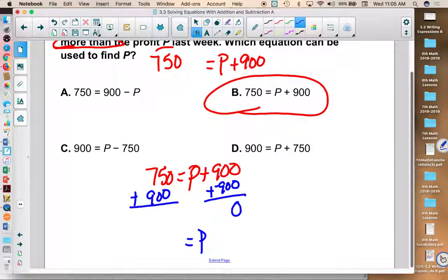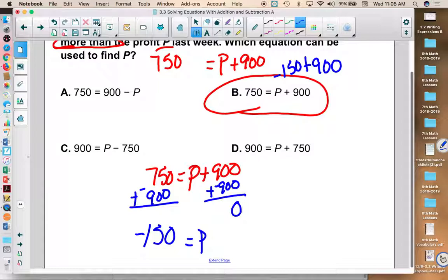And 750 plus negative 900 equals negative. Substitute in now. What is negative 150 plus 900? You said no. Add those two together and what do you get? What do you get, Zoe? Try again. Negative 150 plus 900 equals 750, which is what we earned this week.